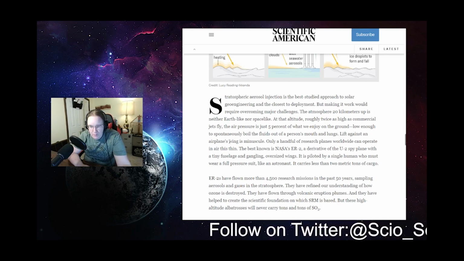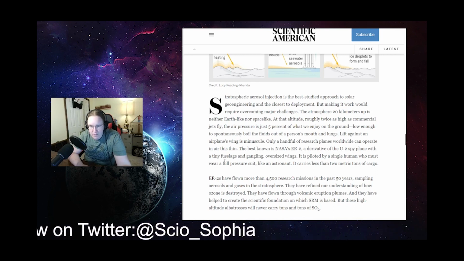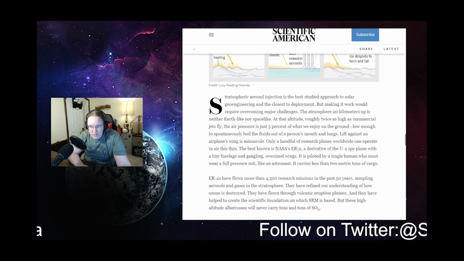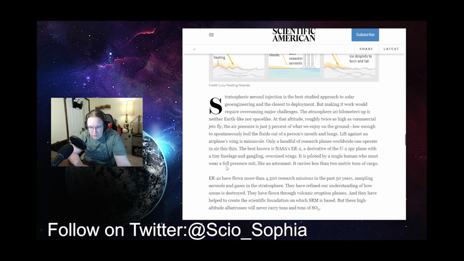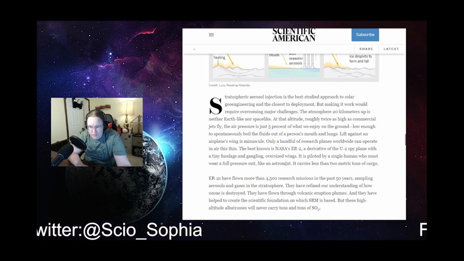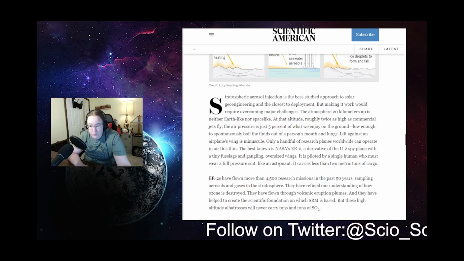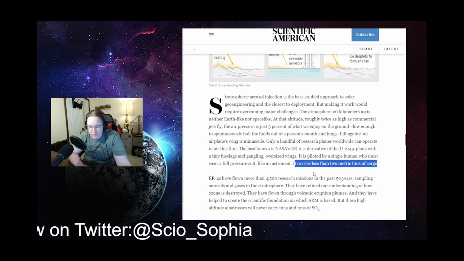Lift against an airplane's wing is minuscule. Only a handful of research planes worldwide can operate in air this thin. The best known is NASA's ER-2, a derivative of the U-2 spy plane with a tiny fuselage and gangly oversized wings. It is piloted by a single human who must wear a full pressure suit like an astronaut. It carries less than 2 metric tons of cargo.